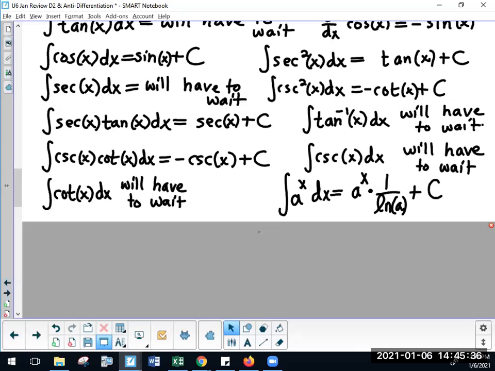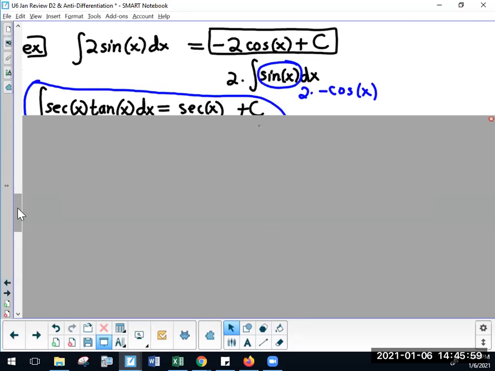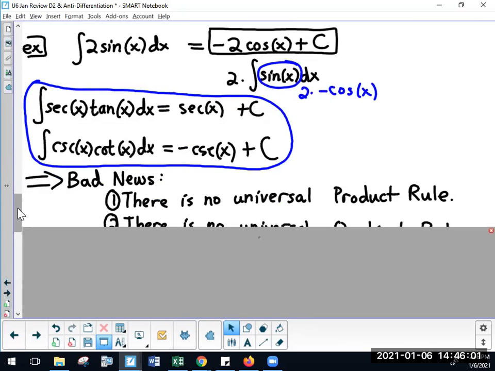So that's a bunch more. Some of these we have to wait on again. Inverse tangent, cosecant, cotangent. We don't have the skills. We won't have those skills for a little while. Everything I've shown you so far, I hope you recognize as a derivative shortcut we memorized, but backwards. That's what these basic antiderivative techniques are.